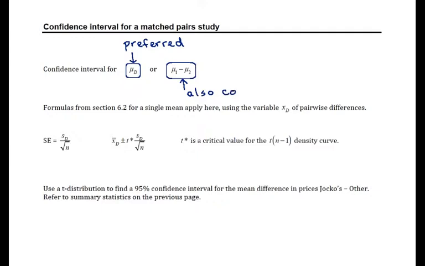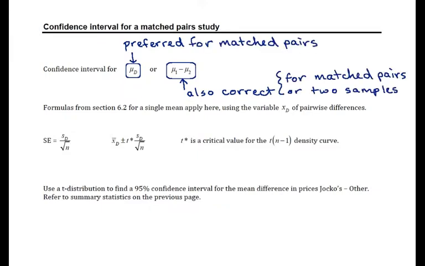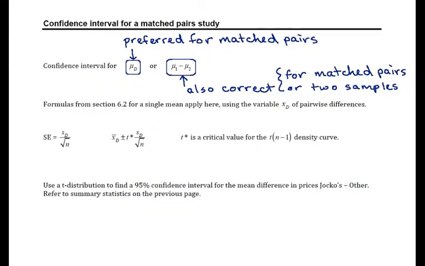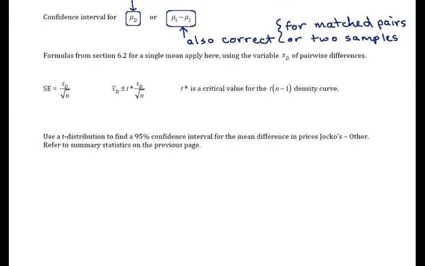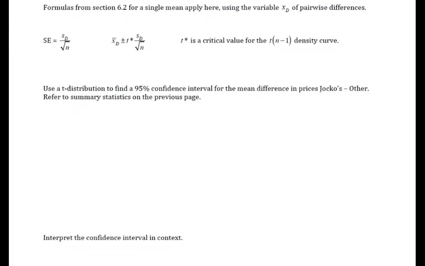And this is what we would do if we had two independent samples. So mu sub d preferred for matched pairs. Mu1 minus mu2 does work for both, as long as if you have a matched pair study, you'll still do the analysis in terms of one quantitative variable. So again, we take the formulas we had for one quantitative variable or for one mean, and we adapt them to a single variable that represents the differences.